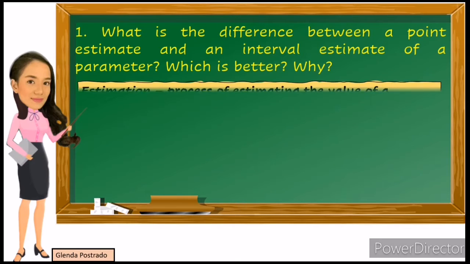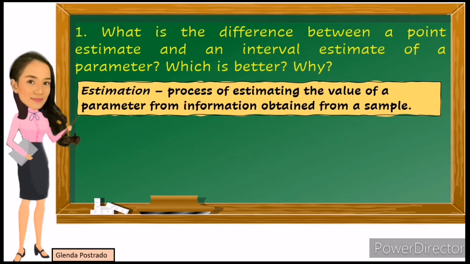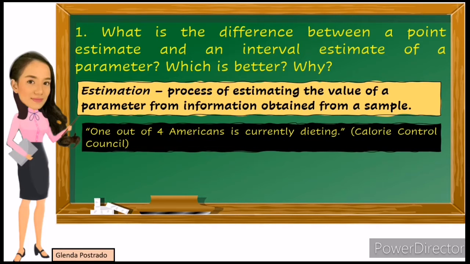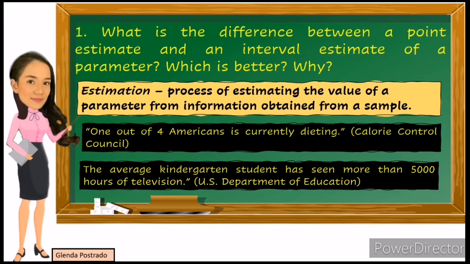Then estimation. It is a process of estimating the value of a parameter from information obtained from a sample. Examples: 1 out of 4 Americans is currently dieting. The average kindergarten student has seen more than 5,000 hours of television. So these two are examples of estimate.